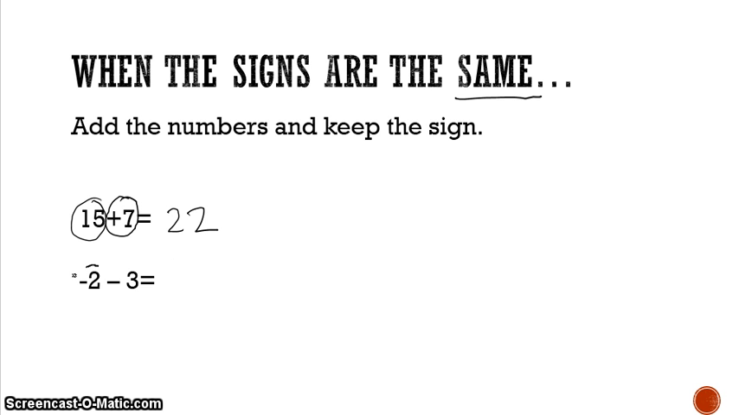Now this next one, I have negative 2 and negative 3. Notice again how I circled the sign in front of the number. They both have a minus in front of them. They're both negative. So the signs are the same. So you add the numbers. 2 plus 3 is 5. And keep the sign. So the sign was minus, negative. So I'm going to write a negative in front of it.